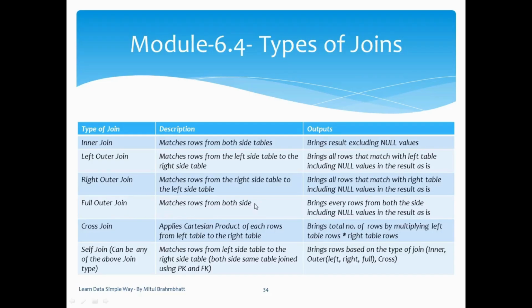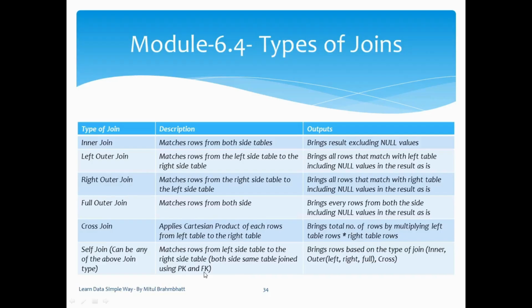Then the cross join will be like a Cartesian product, where each record of the left side table will be matched with each and every record of the right side table. And then the last one is the self join, which can be any of the above join types. In the self join we could use the matching rows from the left side table to the right side table, and both sides are joined using the primary key and foreign key values. So that's how it will be.